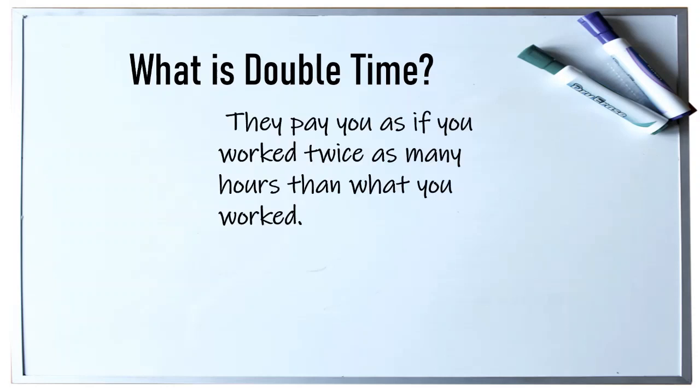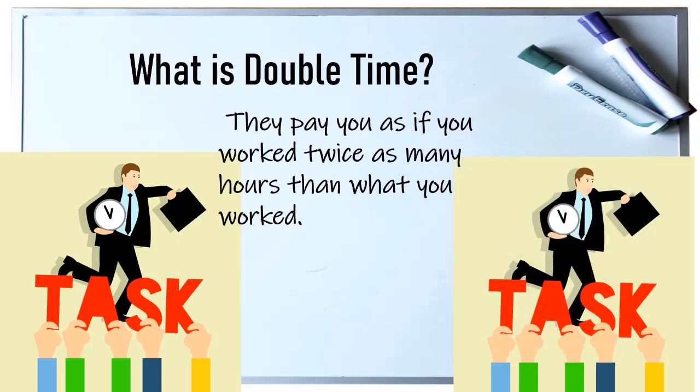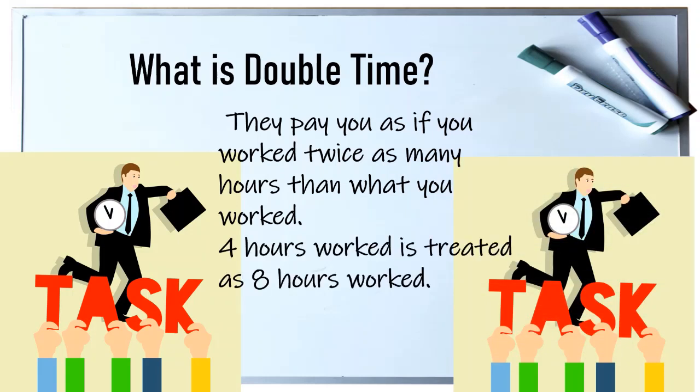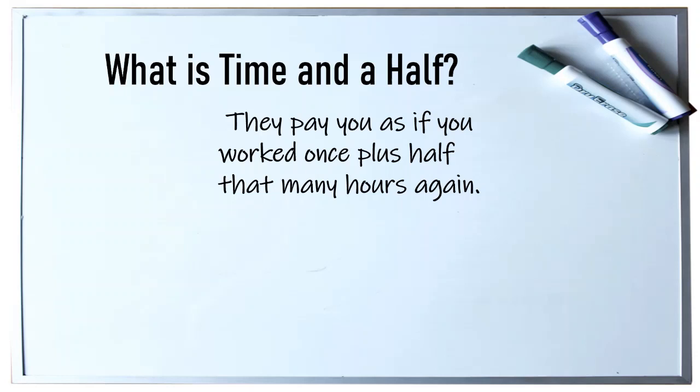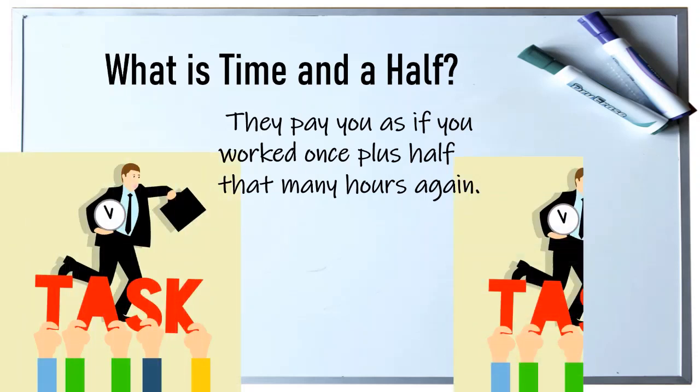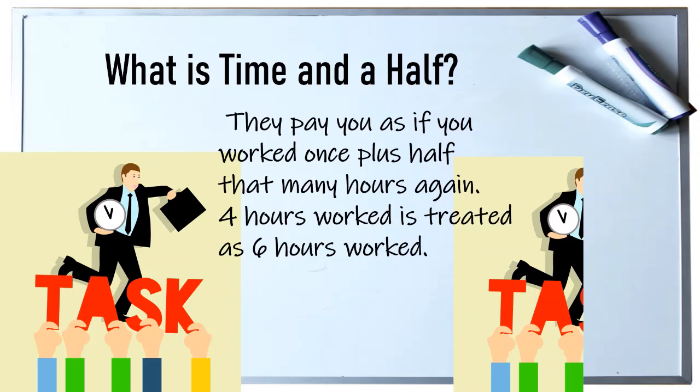They pay you as if you worked twice as many hours than actually what you worked. So if you worked 4 hours, it is treated as if you worked 8 hours. Time and a half is similar to double time. However, they pay you once plus half that many hours again. So if you worked 4 hours, it is treated as if you worked 6 hours.